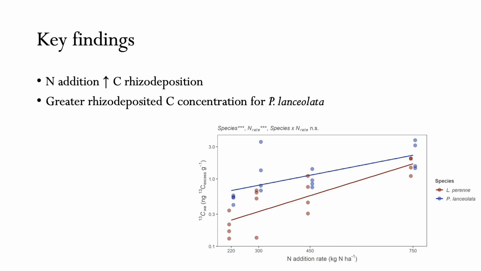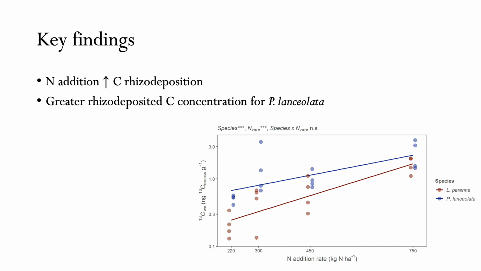So here on this plot, you can see for each rate of nitrogen addition on the x-axis, the concentration of rhizodeposited carbon-13 within the water extractable carbon fraction on the y-axis. I should also point out that the y-axis is on a log scale.